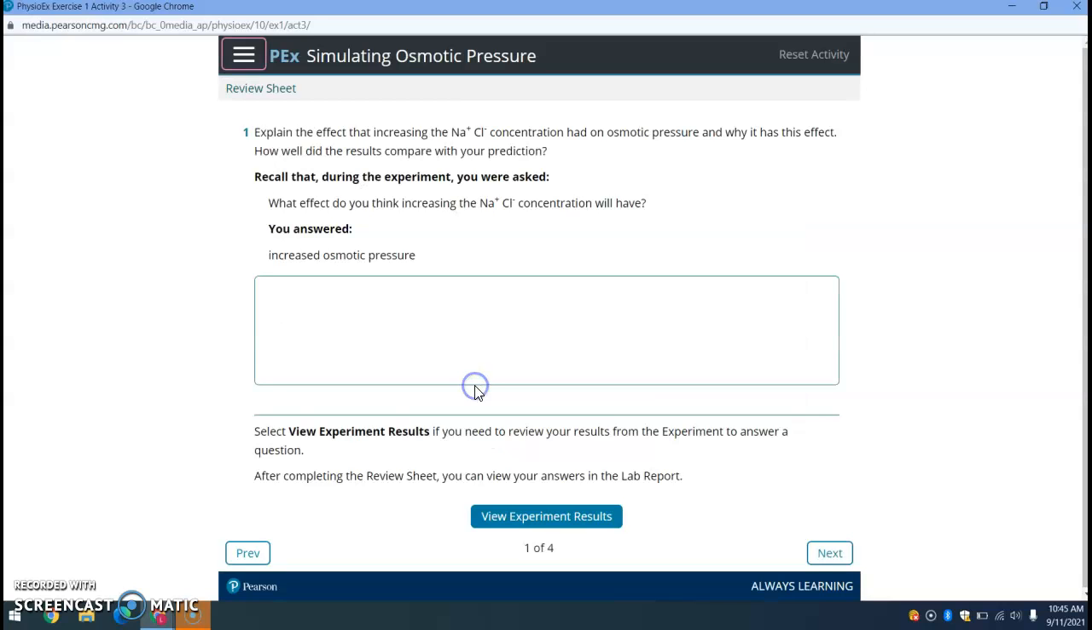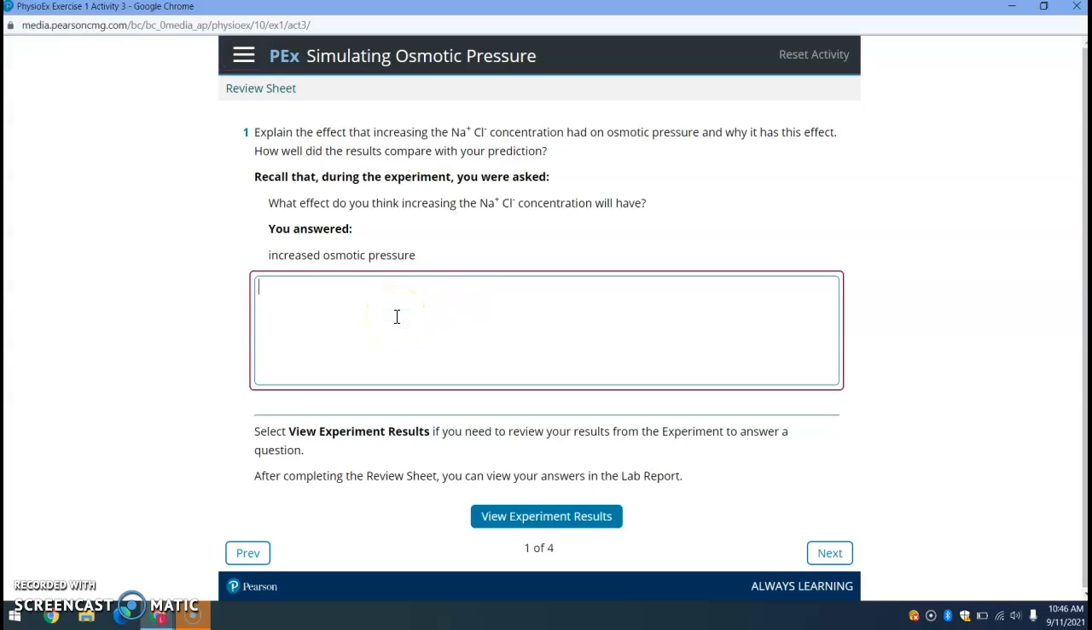Now we hit submit, and now we have some essay questions. Explain the effect, and I'm just going to answer this one and stop here, but explain the effect that increasing the sodium and chloride concentration had on osmotic pressure and why it has this effect. How well did the results compare with your prediction? Our prediction was that the osmotic pressure would increase. So we have to answer this question to get all the points.